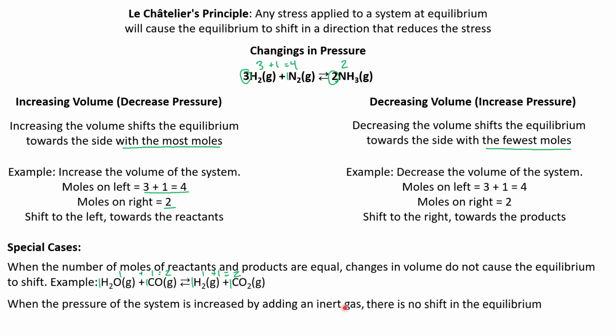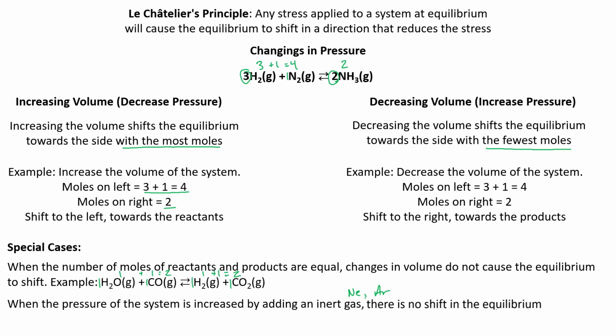Our second special case is when the pressure of the system is increased by adding an inert gas. Again, in that case, there is no shift in the equilibrium. And an inert gas just means it's not going to react with either the reactants or the products. Very commonly, these inert gases are something like neon or argon, basically any of the noble gases, because they tend not to react with anything. So if you add an inert gas, there is no shift in equilibrium.